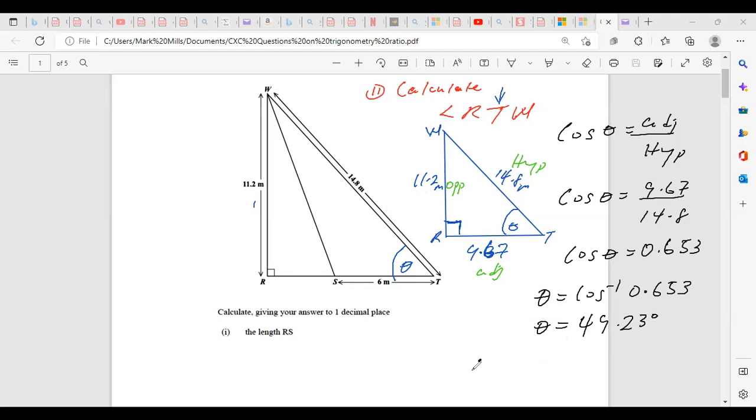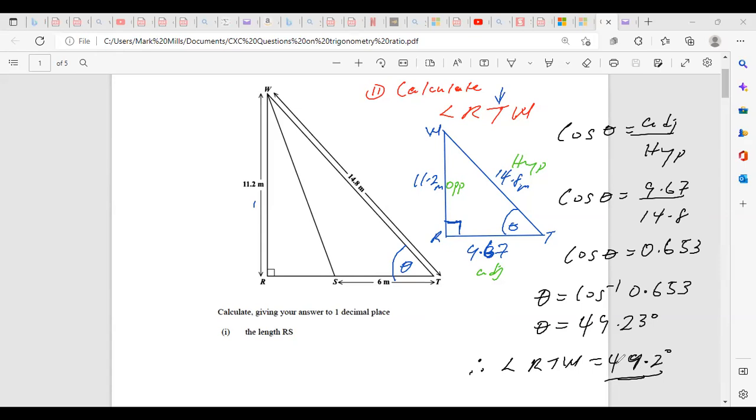We say therefore angle RTW is equal to 49.2 degrees, because remember, they say we should put it to 1 decimal place. We get that? Yes, sir. All right, so copy that. Then we'll do one last question, one simple last question. Then that is it for tonight.